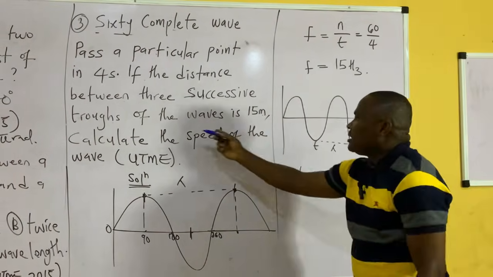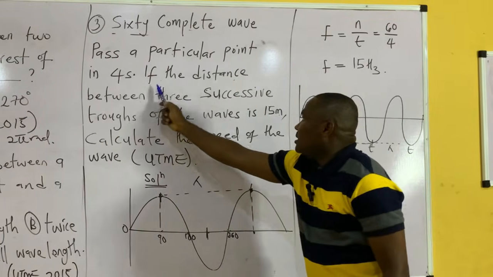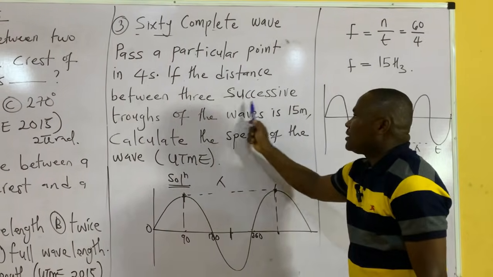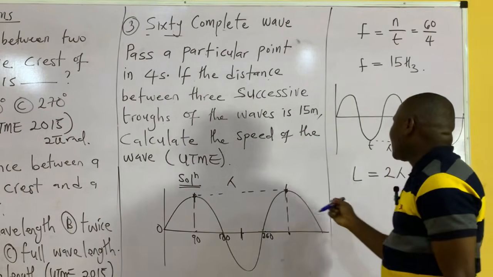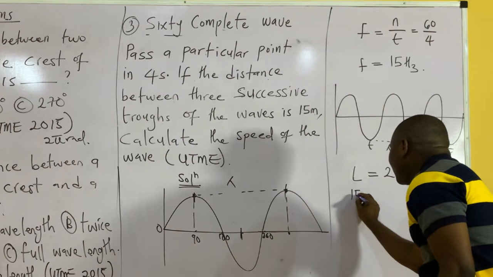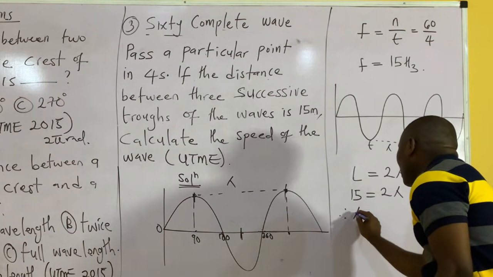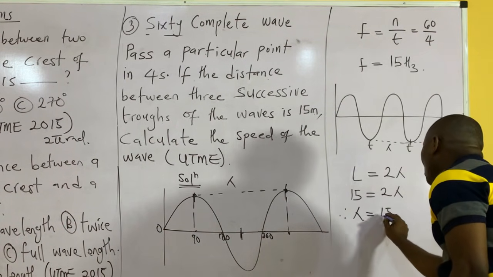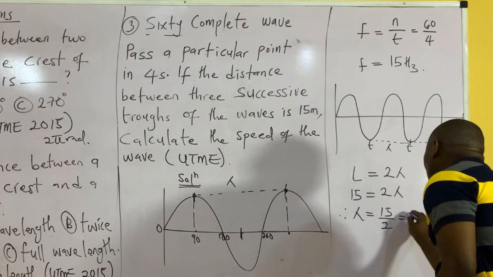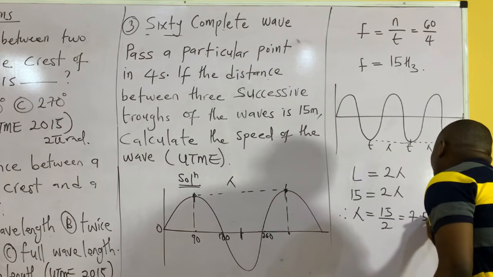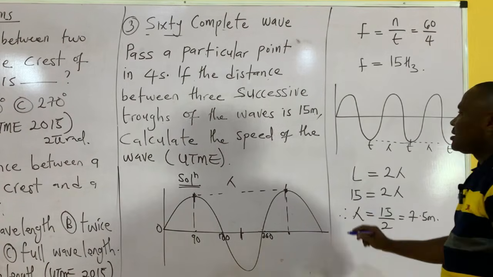It means that if the distance between 3 successive troughs of the wave is 15 meters, so L becomes 15 equals 2 lambda. Therefore, lambda equals 15 over 2, which equals 7.5 meters. So I already have my wavelength.